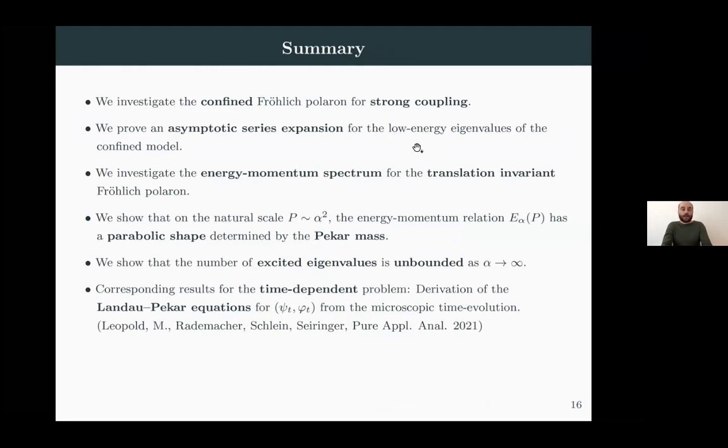Then we investigated the energy momentum spectrum for the translation invariant Fröhlich Polaron, and we showed that on the natural momentum scale of order alpha squared, the energy momentum relation in fact has a parabolic shape that's determined by the Bakker mass. And as a last result, we showed that the number of excited eigenvalues between the ground state energy curve and the bottom of the essential spectrum is in fact unbounded in the strong coupling limit.